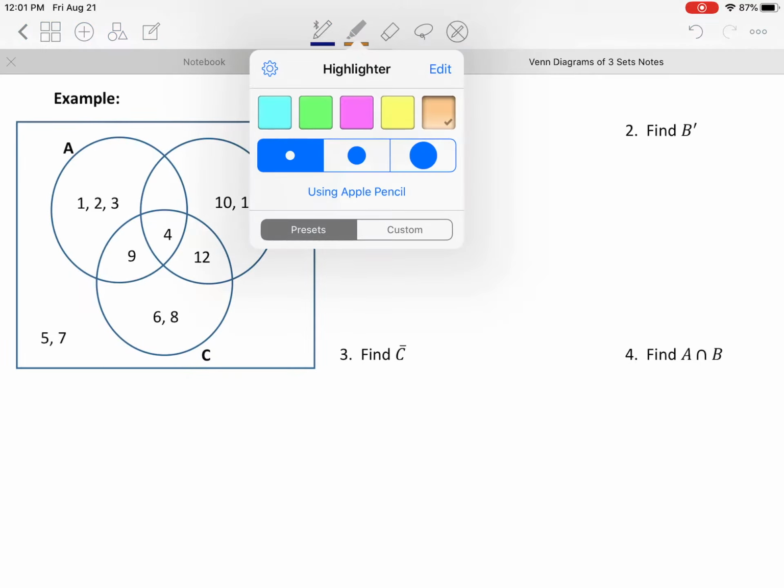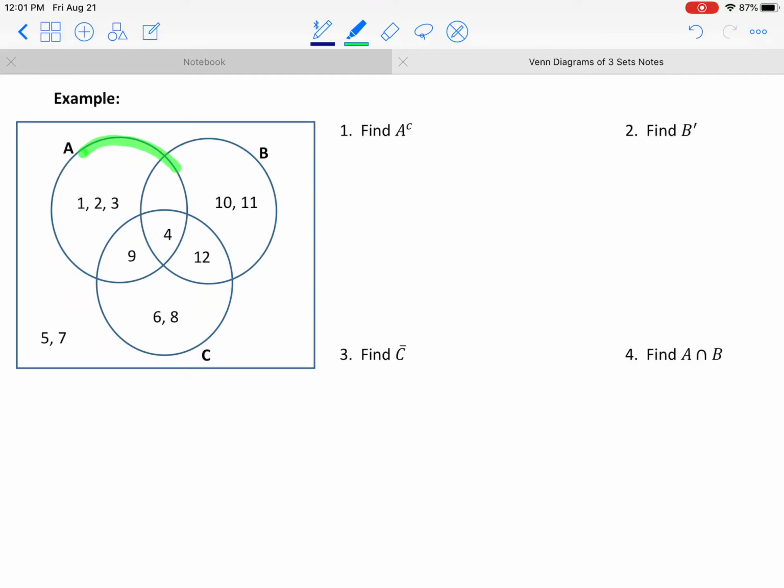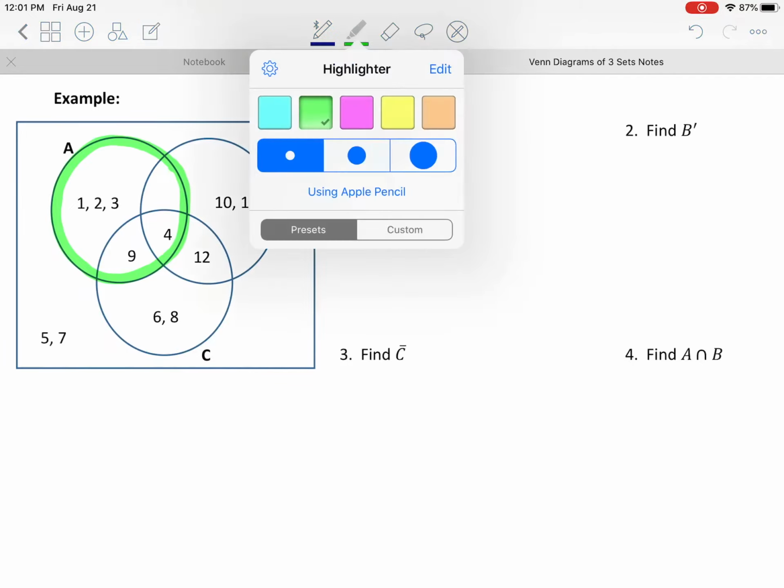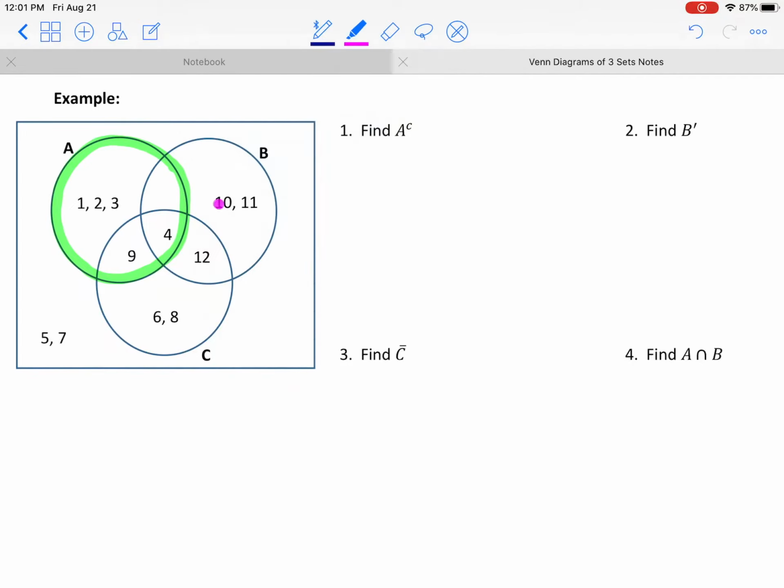So the complement of A, I can see A. Here's my set A. Remember, the complement is what's not in A, what's everything else. So I can see not in A would be 10, 11, 12, 6, 8, and 5, and 7. So that's going to be the complement of A.